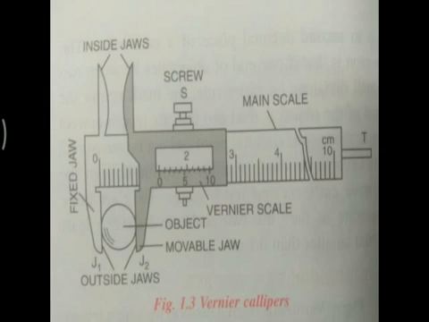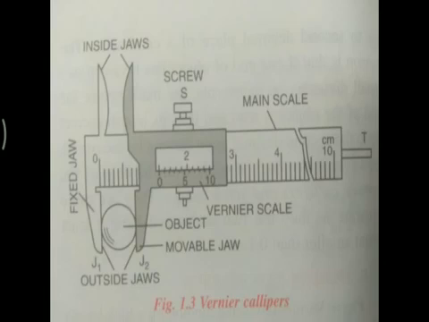Next is the vernier caliper. What is a vernier caliper? It is also called the slide caliper, and it is used to measure the length of a rod, the diameter of a sphere, the internal and the external diameter of a hollow cylinder, and the depth of a small beaker. These are the uses of the vernier caliper, right?